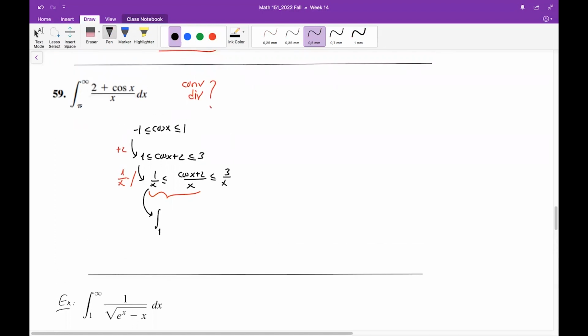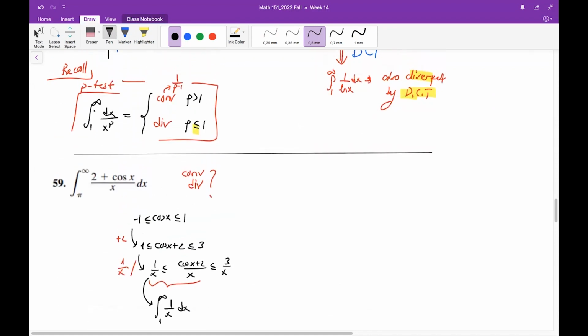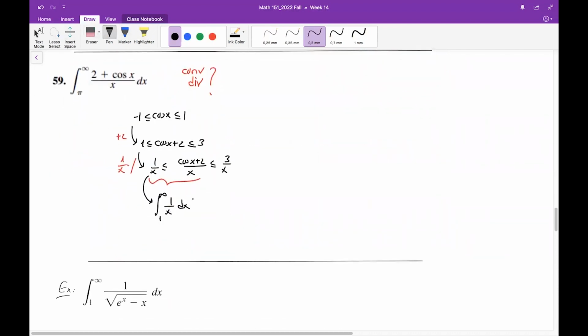Be careful, the integral is not from 1 to infinity, but pi to infinity. You should keep those boundaries, okay? Or you can fix those boundaries at the end. There are 2 ways to go here. Since we will be using the p-test in the next line and the p-test has certain boundaries, let's keep it as from 1 to infinity. Okay, here p is 1, so it is divergent by the p-test.